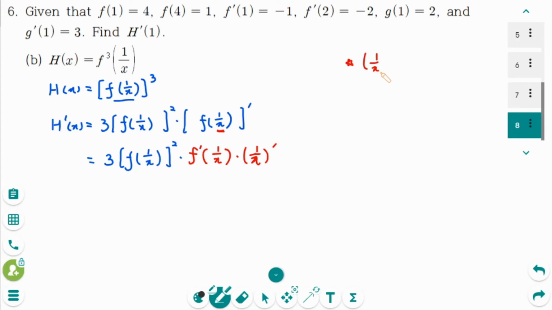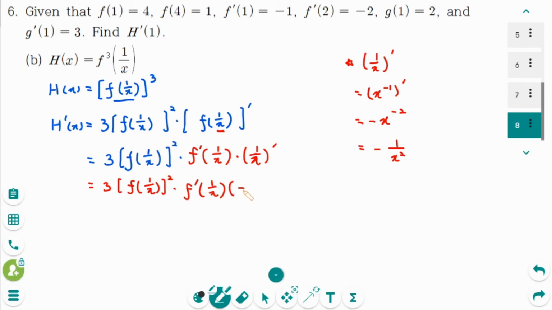1 over x prime equals x to the power of minus 1 prime, then minus x to the power of minus 2. We can rewrite as minus 1 over x squared. So 3 times f of 1 over x to the power of 2 times f prime of 1 over x times minus 1 over x squared. Then put 1 into x.